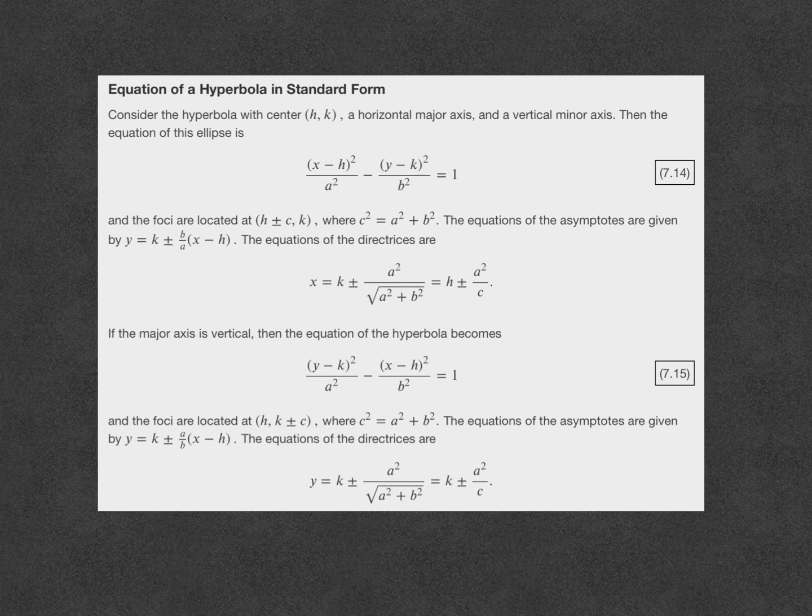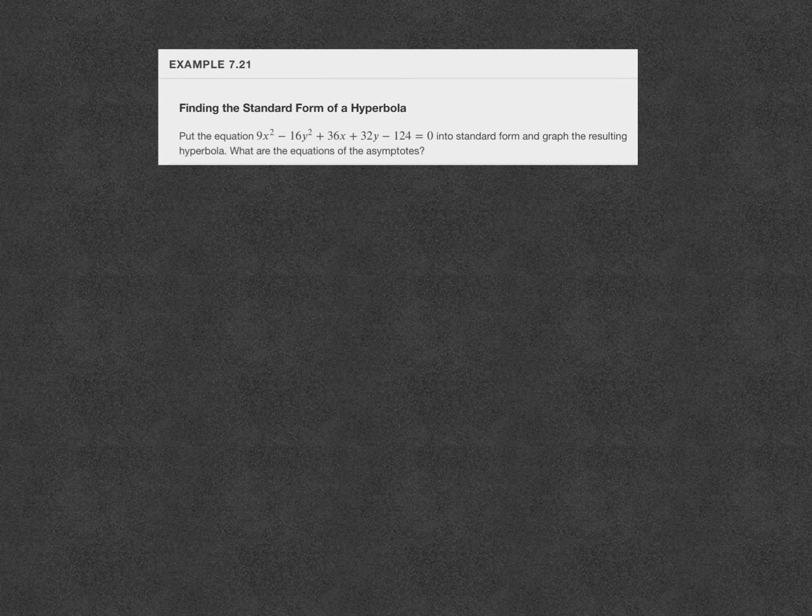And then down here at the bottom, if the major axis is vertical, that just switches the a and b. Notice the a is underneath the x when the major axis is horizontal. The a is underneath the y when the major axis is vertical. So now let's look at an example.